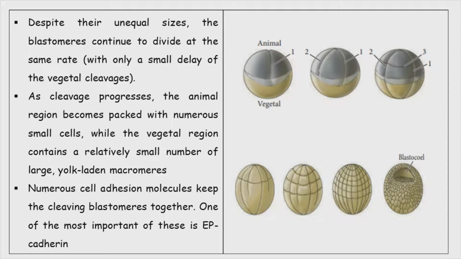In the third picture you can see the third cleavage, which is the horizontal one, or you can say which is slightly above the equatorial region. And later on, after so many cleavages, blastula is formed, and in the last picture a small cavity is shown in the embryo, which is called as the blastocoel.